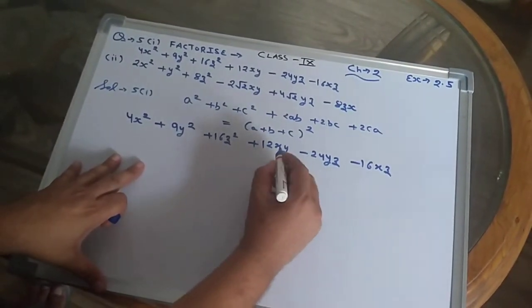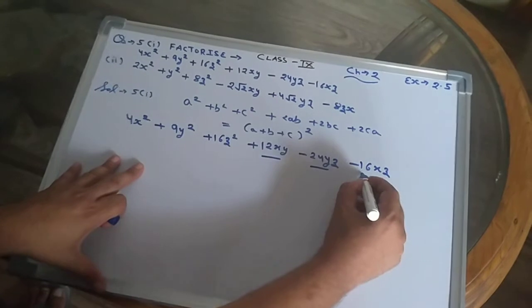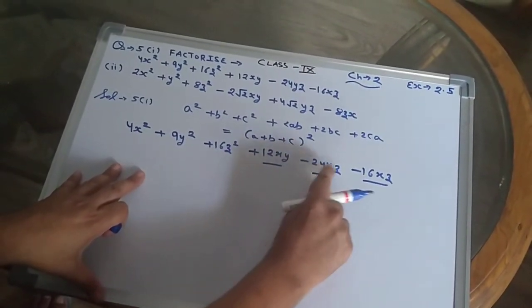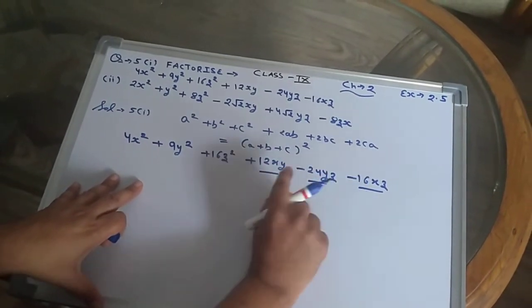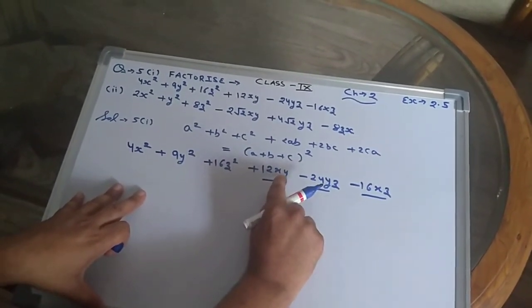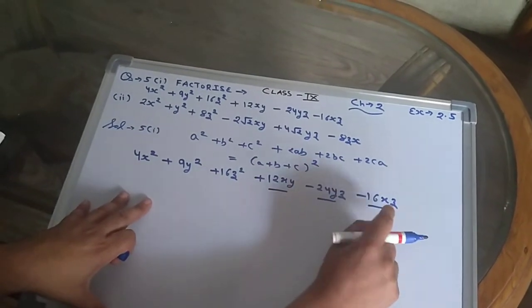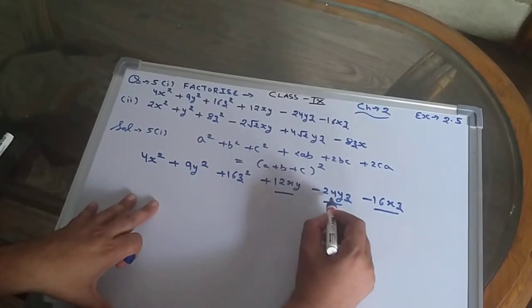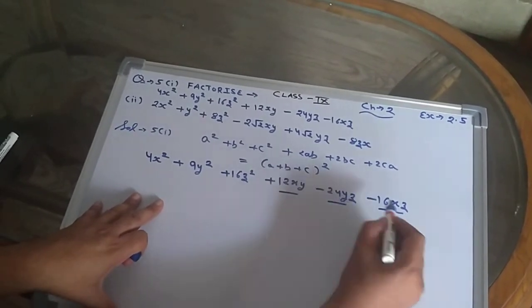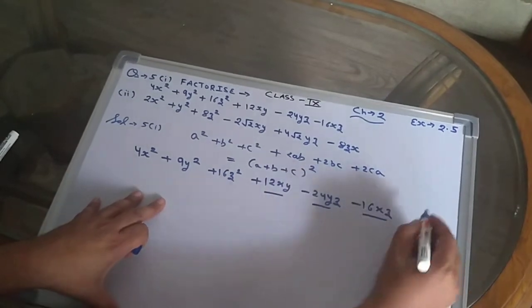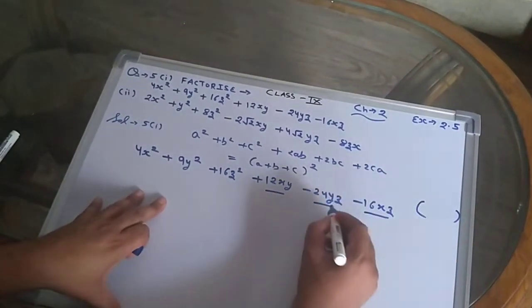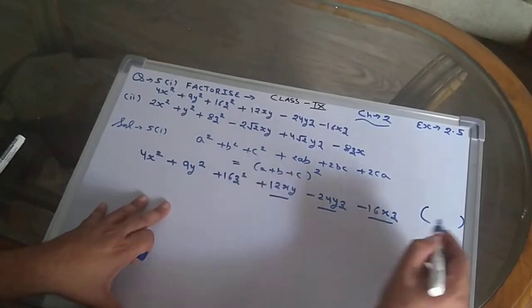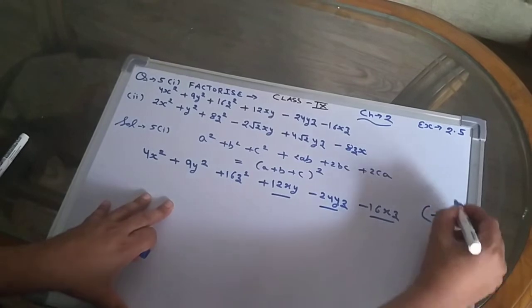You first have to look at the last three terms. In the last three terms, 12 is a constant, minus 24 is a constant, minus 16 is a constant, and the variables are xy, yz, xz. Students, you first look where there are negative signs. The negative signs are with the variables yz and xz. First take out the common variable. The common variable with the negative sign present in this question is z. So we can mark it as minus z.